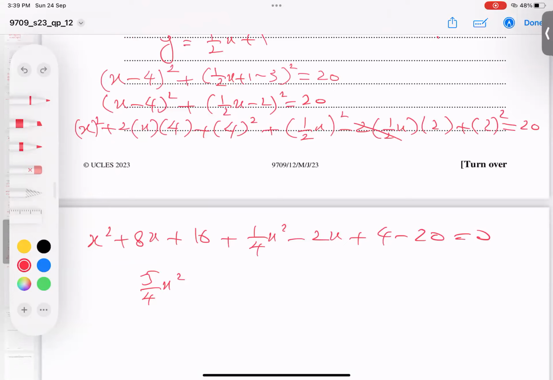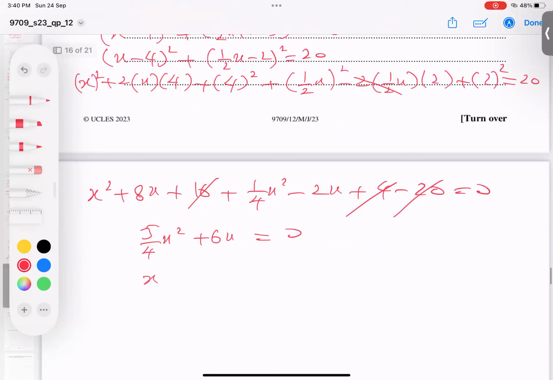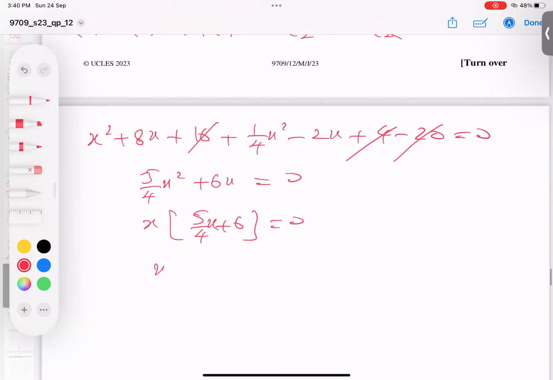So this and this, I got a 6x and 16 plus 4, 20, and 20 when you cancel out, I cancel all. So what is common from here? x common. What is left inside? 5 upon 4 x plus 6 is equal to 0. So either x is 0 or 5 upon 4 x plus 6 is 0. So 6 will go on the other side and x becomes, 6 fours are 24, so negative 24 upon 5. So we get two x coordinates, but is the question over? No, the question is not over, because one minute, let me check.